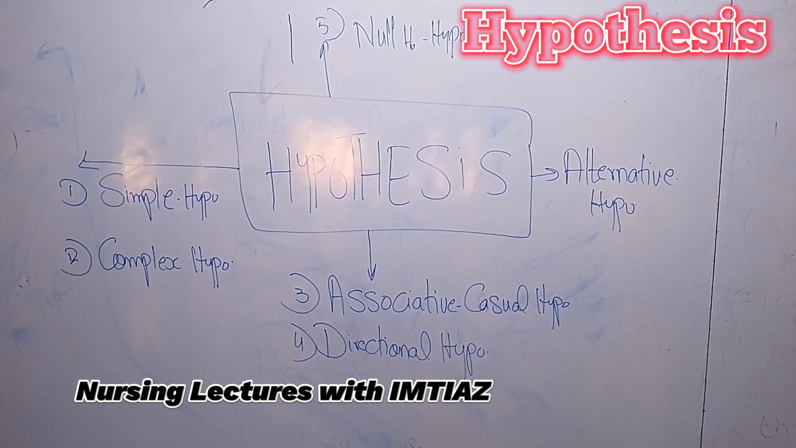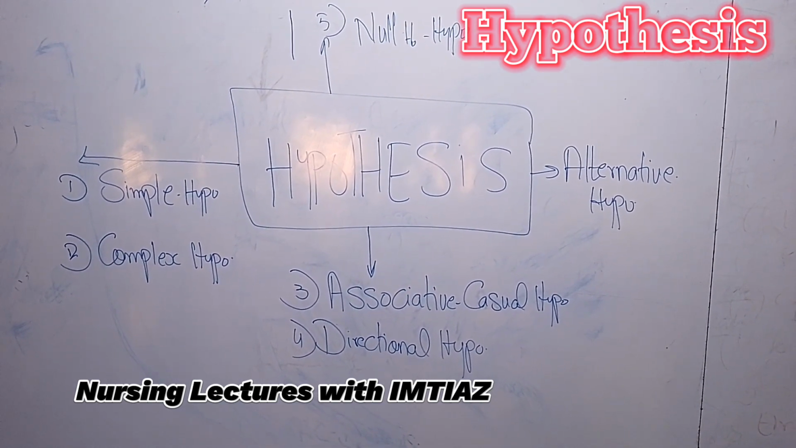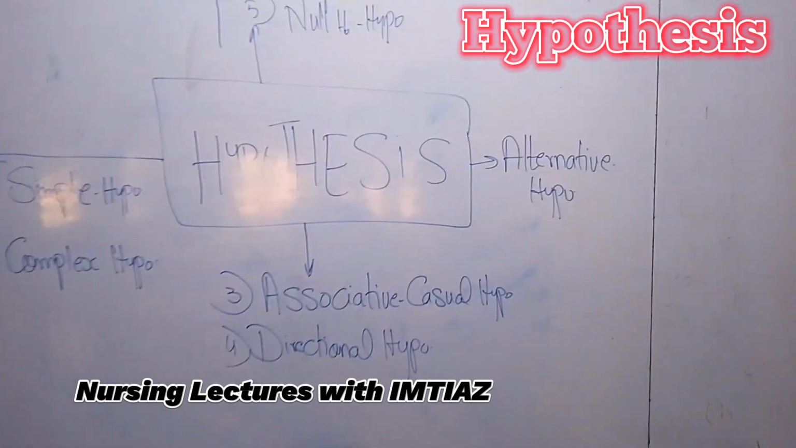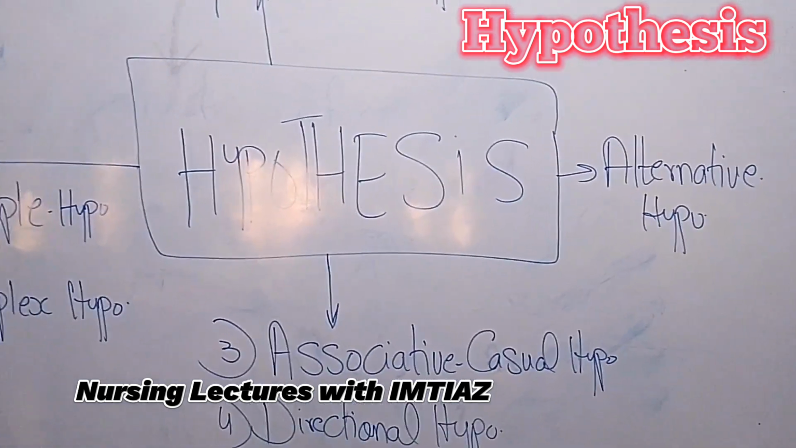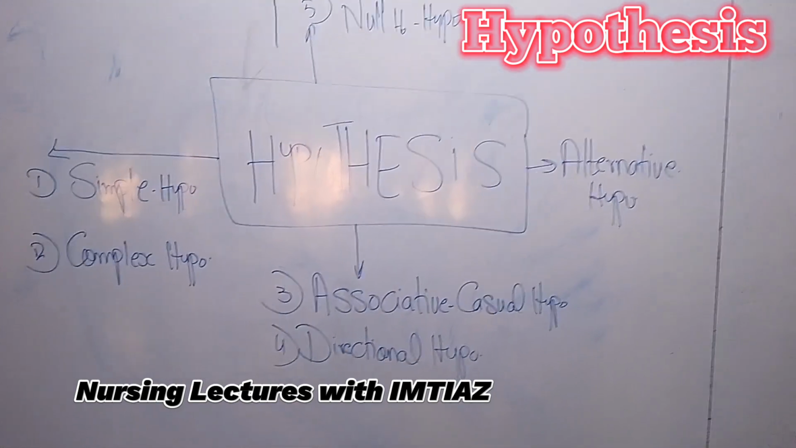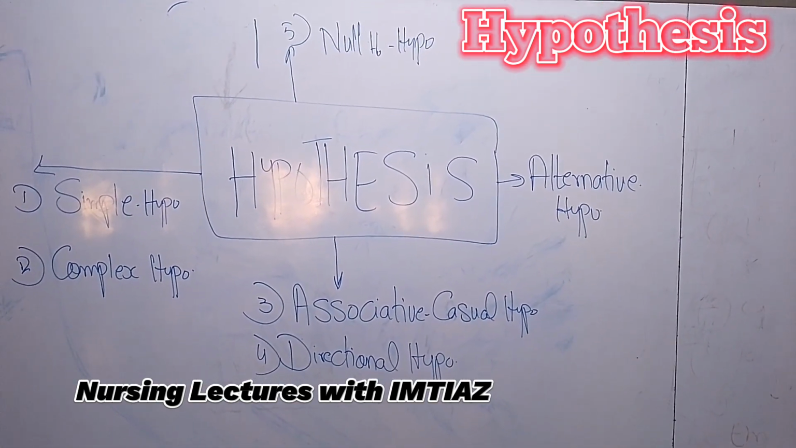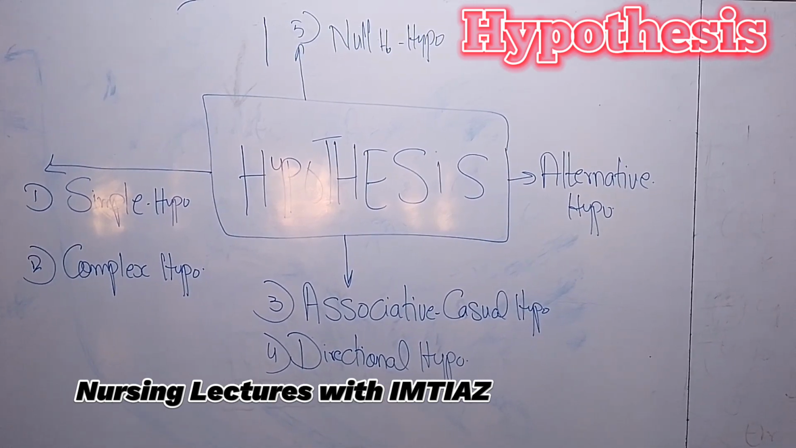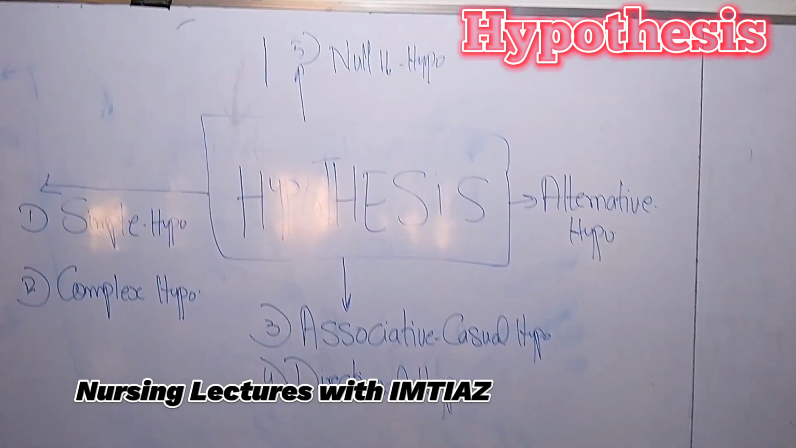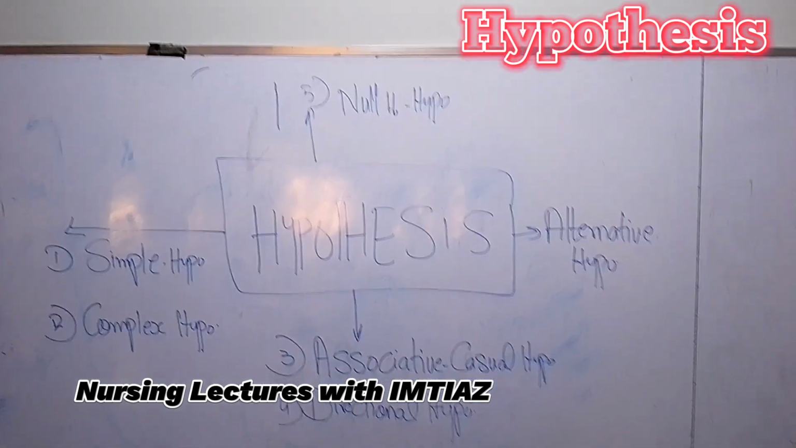Now, number three, associative and causal hypothesis. Associative hypothesis reflects a relationship between variables that occur or exist in a natural setting without manipulation. This hypothesis is used in prospective or retrospective research studies.